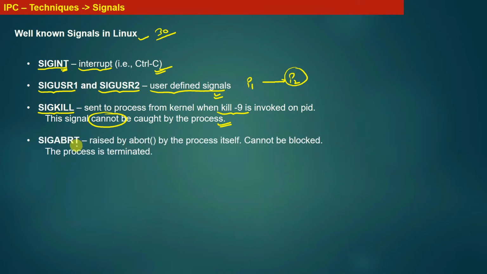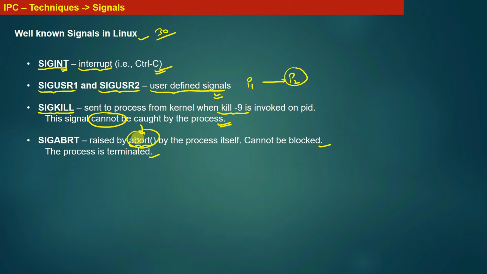Then the next signal is the SIGABRT signal. This signal is raised by a special system call called abort. Whenever a process executes this system call, a signal is delivered by the operating system to the process which has invoked this system call. This signal again cannot be blocked, that is, it cannot be caught by the process to perform its own customized processing. As soon as the process receives this signal, the process is terminated. We will discuss how this abort system call is used.